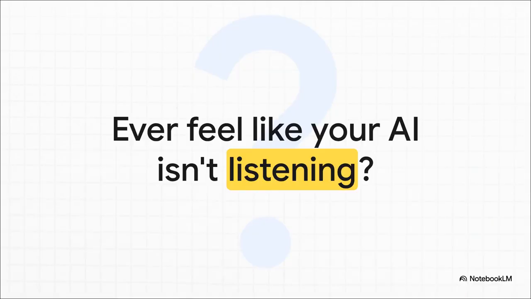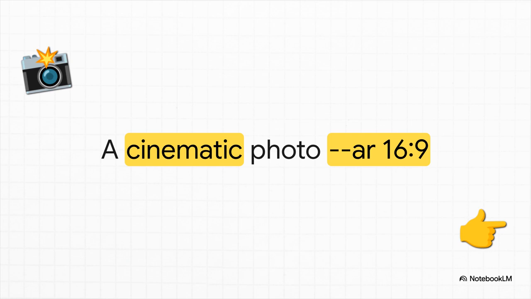You know the feeling, you spend time crafting what you think is the perfect prompt. You lay out every single detail, you hit enter, and what comes back is just not it. It's probably one of the most frustrating things about working with AI right now. So you give it something simple, something crystal clear. You say, I want a cinematic photo, and you even give it the specific aspect ratio, 16:9. That's a critical, non-negotiable instruction.